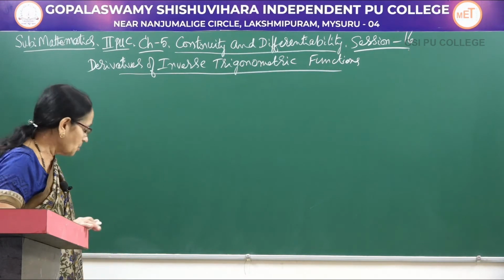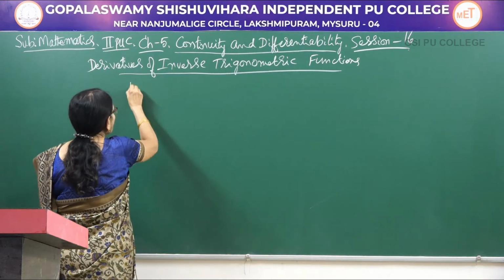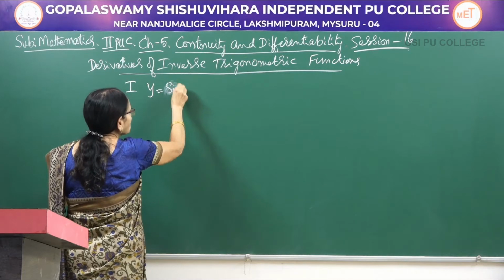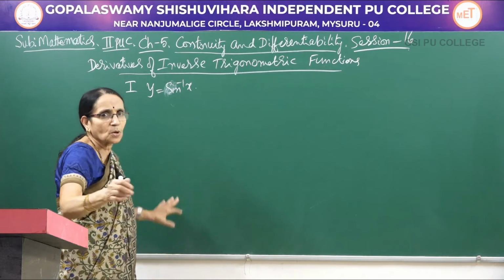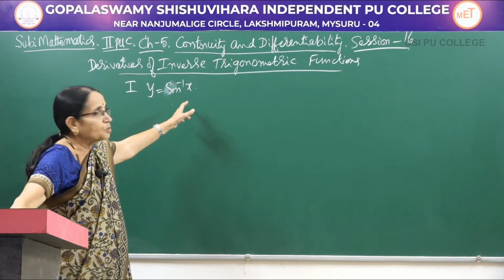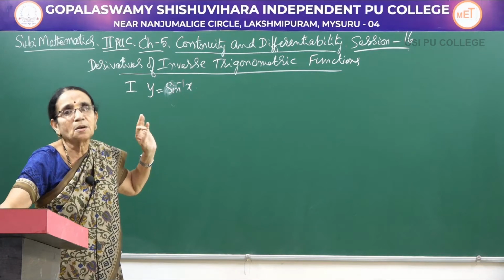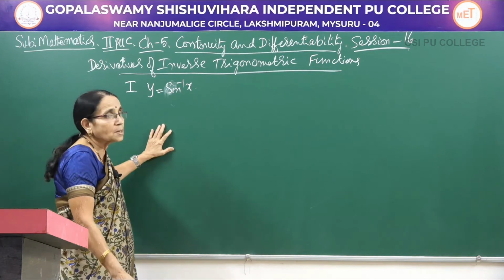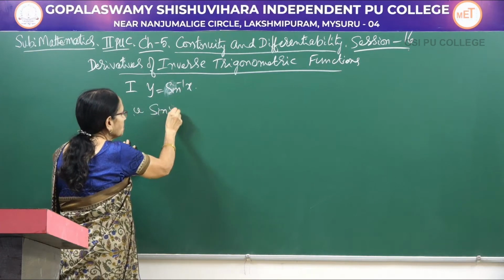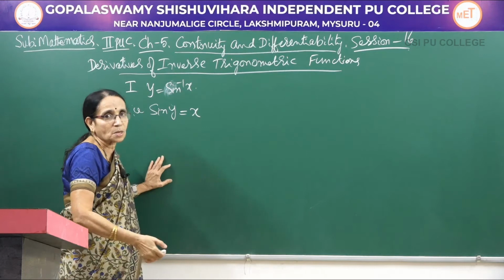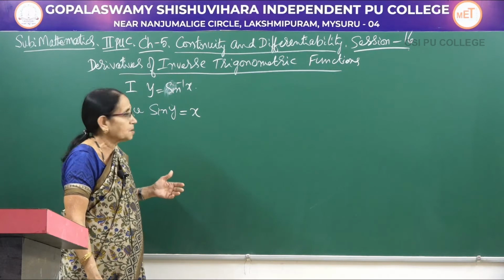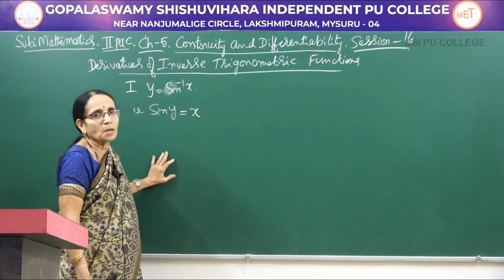Now, let me consider the first one. What is the first function we had considered? It is y is equal to sin inverse x. We go in the same order. Here we have to find the derivative, that is, we have to calculate dy by dx. Using the definition of the inverse trigonometric function, if x is equal to sin y, then we read it as y is equal to sin inverse of x. So this can be written as sin y is equal to x.